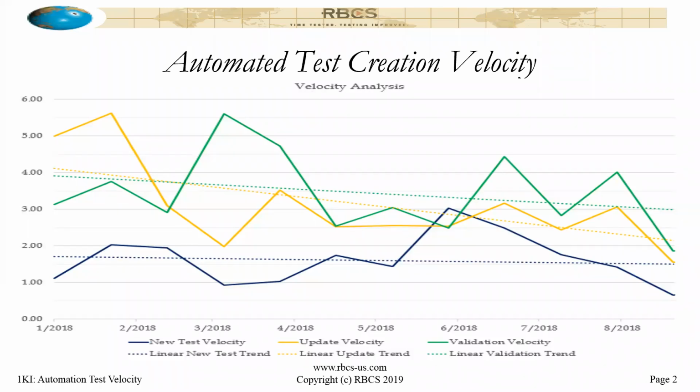Now we're going to ignore the validation velocity for purposes of this discussion because it's somewhat industry specific. I want to focus your attention on the blue data sets and the yellow data sets. The blue is the test creation velocity, and the yellow is the update velocity. I say data sets because there are values recorded as of the end of each sprint, and those are the data points that you see in the solid lines, and then there's the trend over that period of time, which is a little over 8 months.